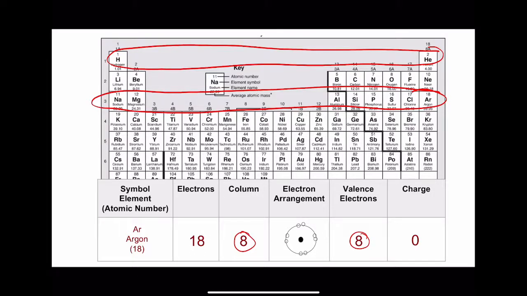So therefore, in order to observe the duet or octet rule, we need to gain or lose electrons. And when we do that, we can calculate a net charge that develops when the atom becomes an ion. And remember, an ion is a charged particle.